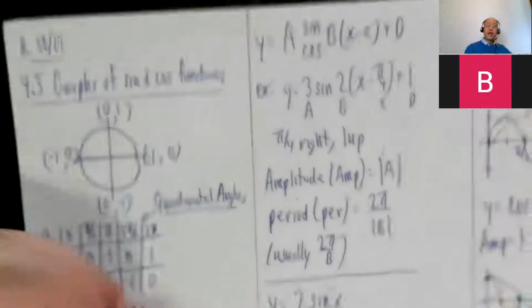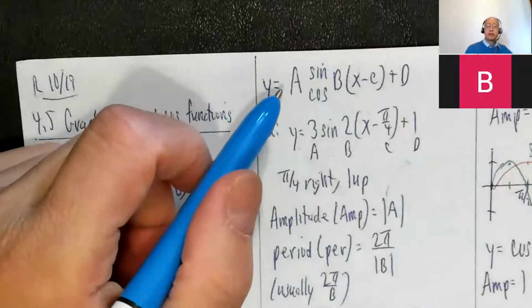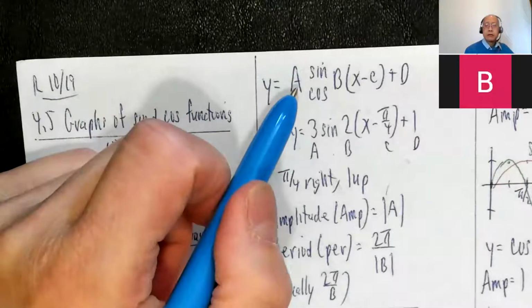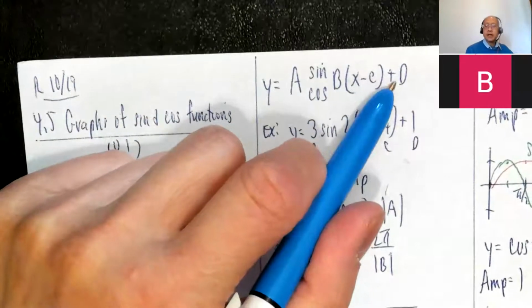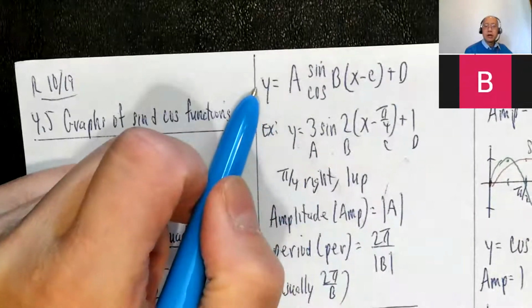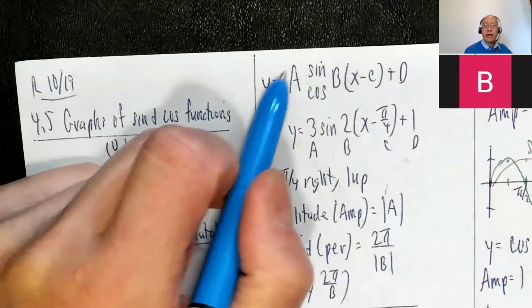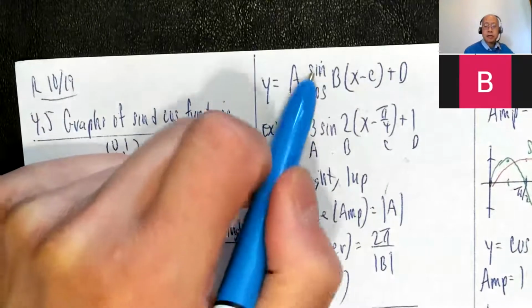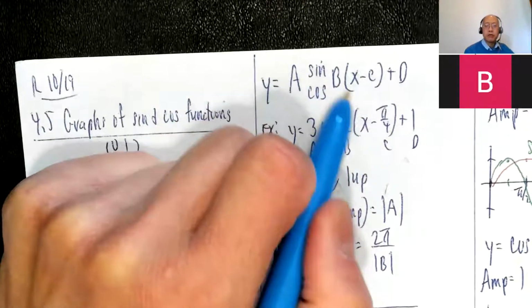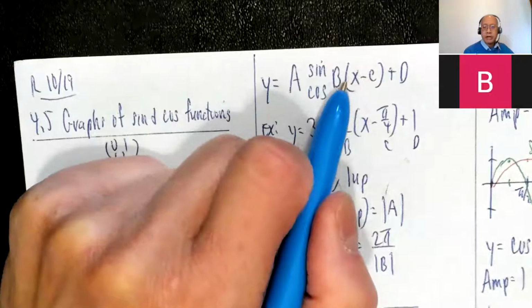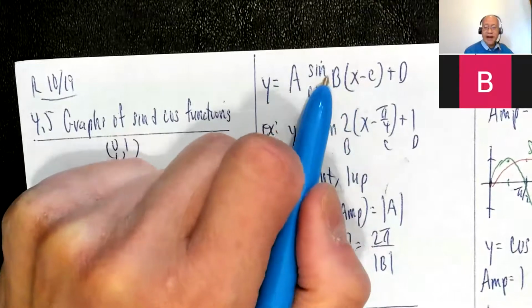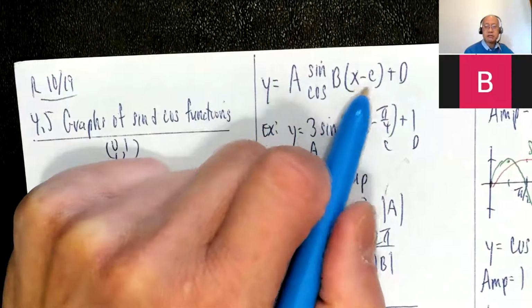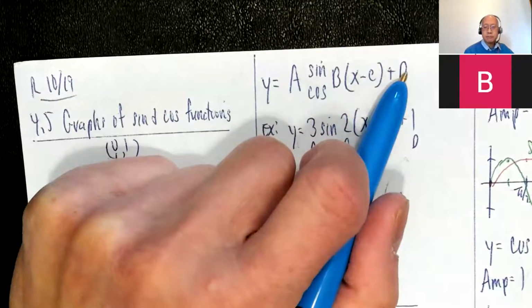Okay, so to handle sine or cosine, there's going to be 1, 2, 3, 4 things that can change, 4 constants. Y equals, the most general is A, either sine or cosine, B, parentheses x minus c. So the way the book has it is there's a number in here. I'm going to factor that out. B parentheses x minus c plus d.